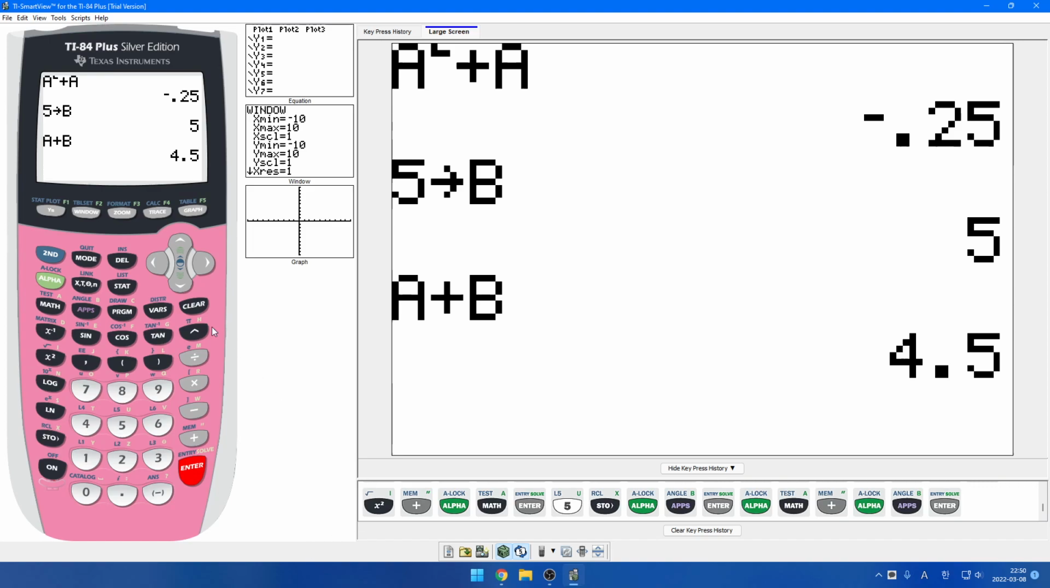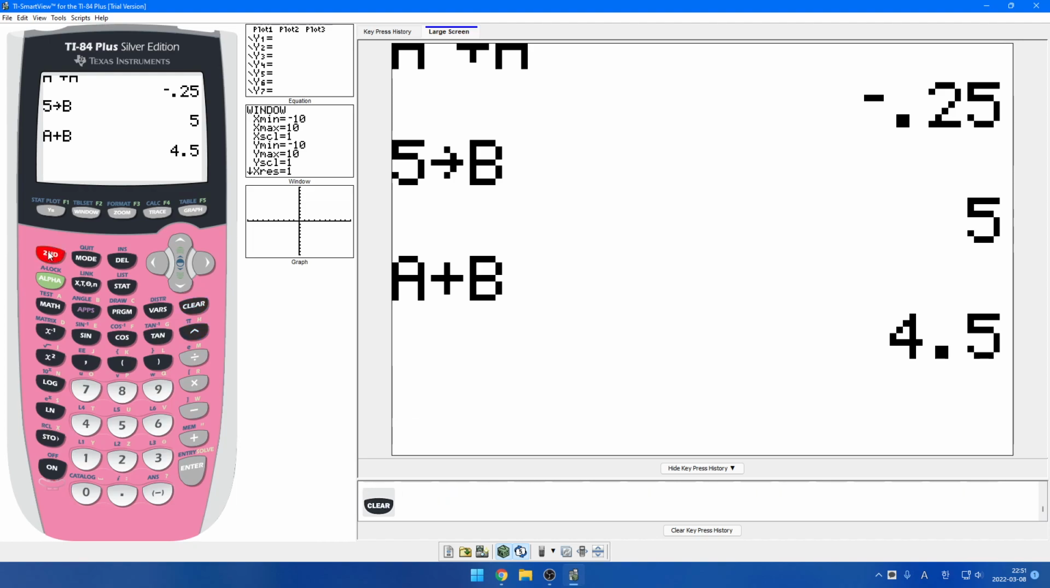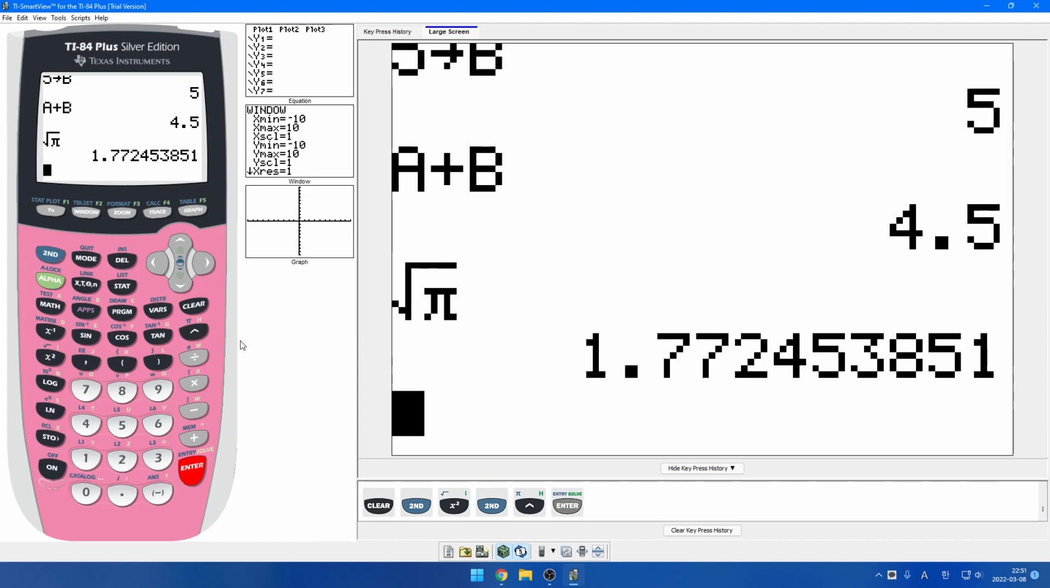Power button. So some other things. The power button here works the same as on our keyboard, and the squared and other buttons work like they should. Notice that some features are in the second mode. For example, if you want to do the square root of pi, you can do second square root, second pi. So pay attention to these features.